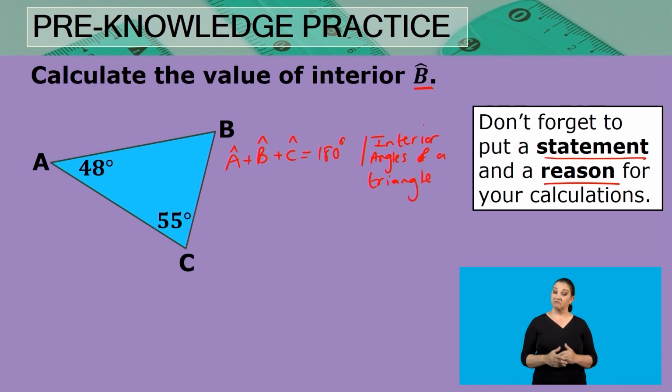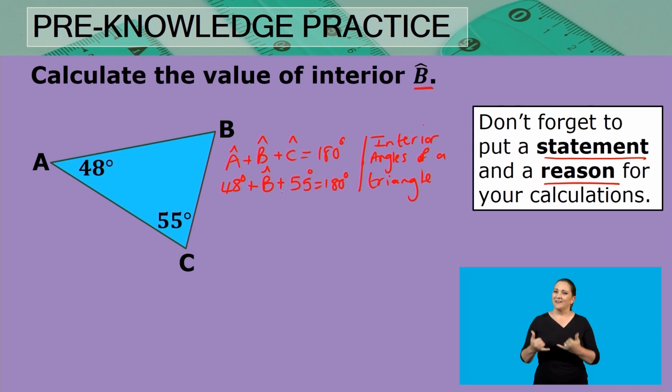So they are interior angles of a triangle, which means that they add up to 180 degrees. Now, let's substitute. We have angle A as 48 degrees, plus angle B, which is what we are looking for, then we have angle C, which is 55 degrees, and they are all equal to 180 degrees.